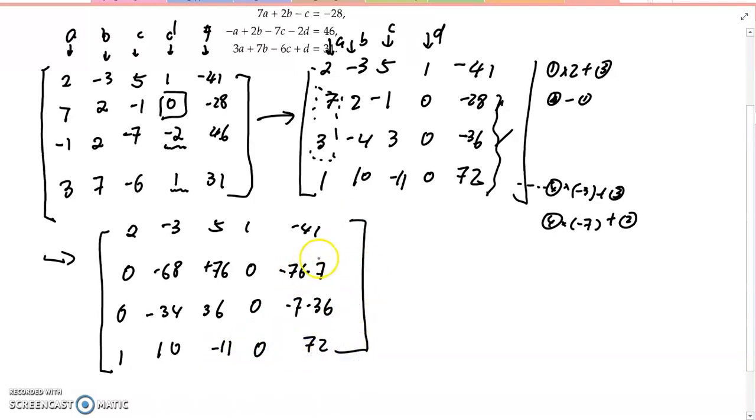Now if you observe this part, they are all multiples of 4. So we can divide this equation by 4, then we get -17, -19, 0, and -133. And this part is divisible by 2, right? So we can have -17 and 18, and this one is -126.